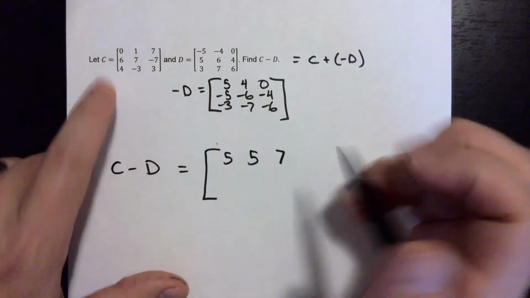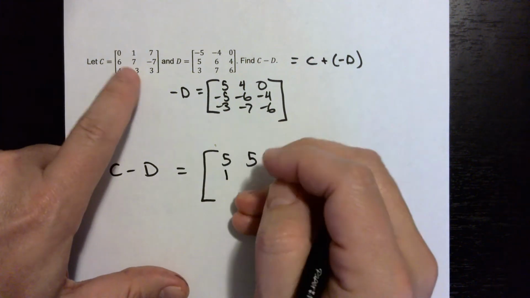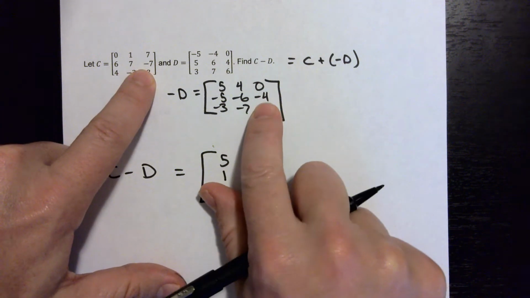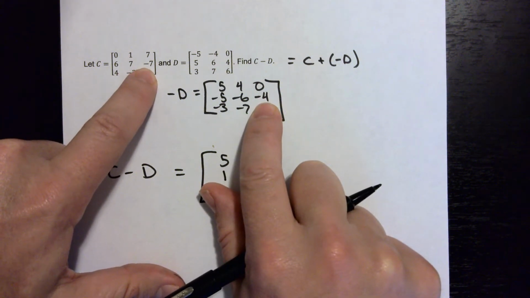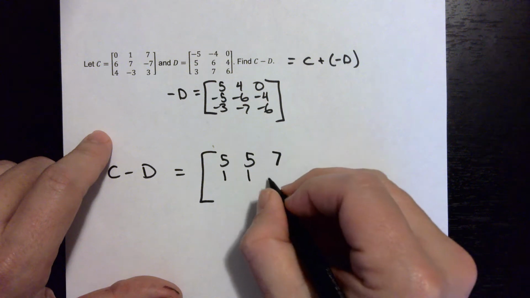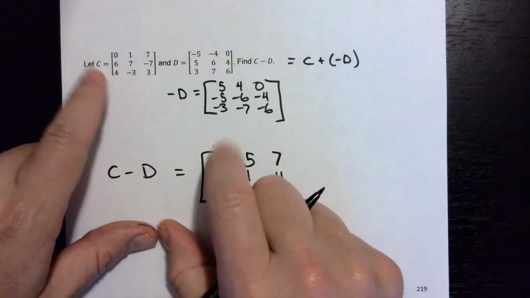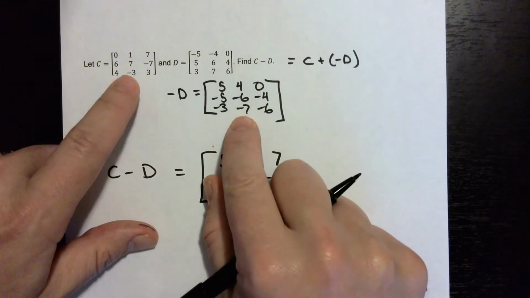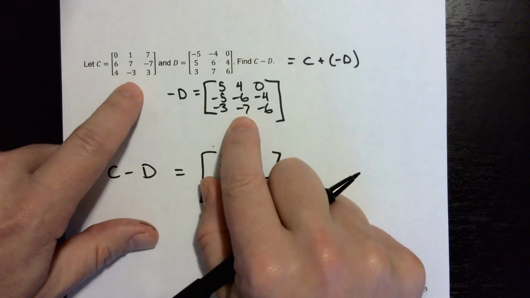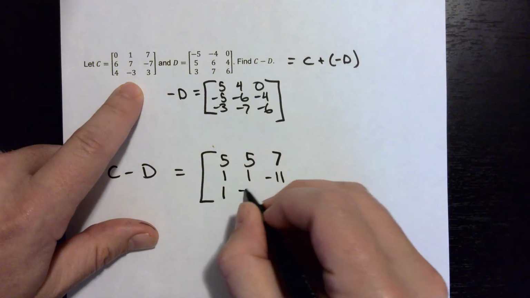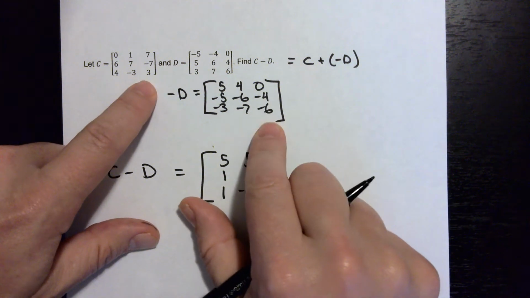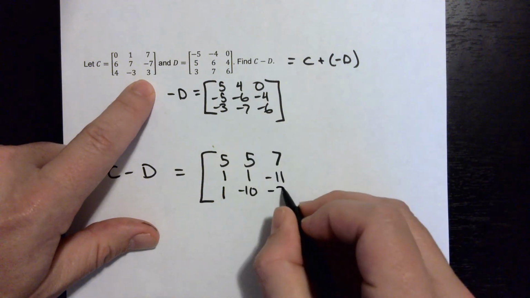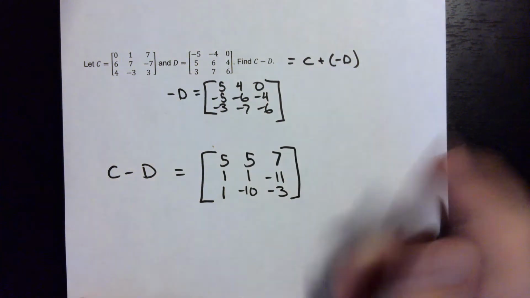6 and a -5 make 1. 7 and a -6 make 1. -7 and a -4, those are both negative, so we're going to add them and get -11. -3 and 4 make 1. -7 and -3, they're the same sign, so we add them and keep the sign. That's going to be -10. And then we've got -6 and a 3, which will be -3. So C minus D is equal to this.